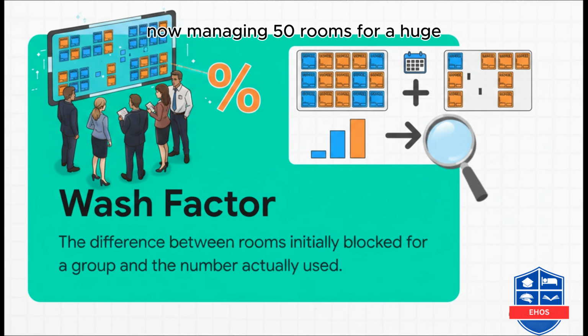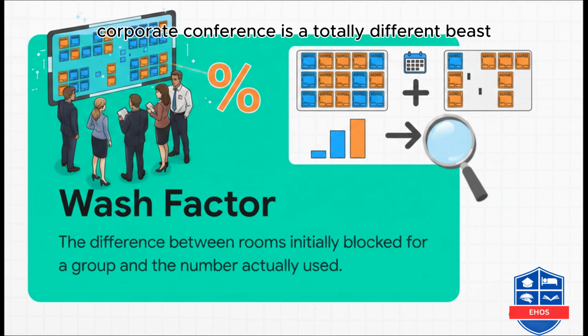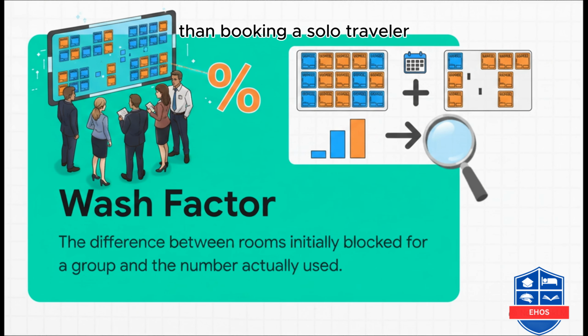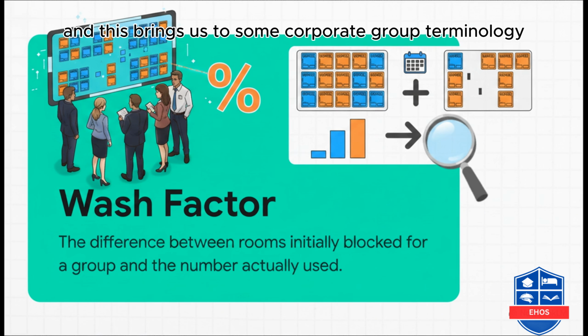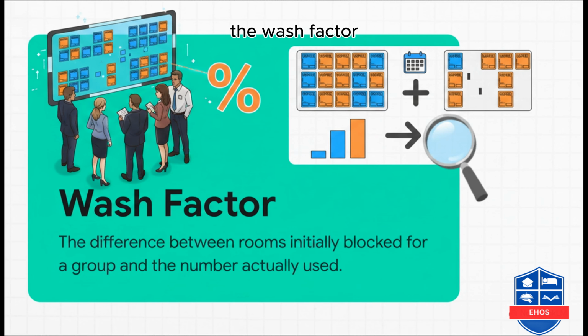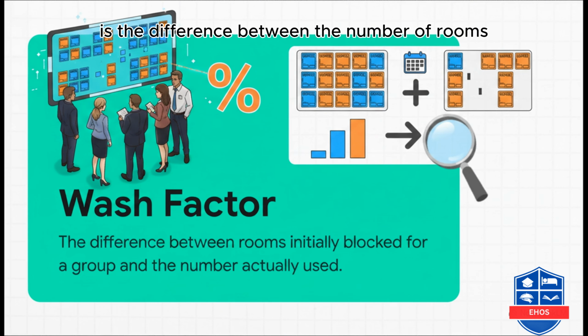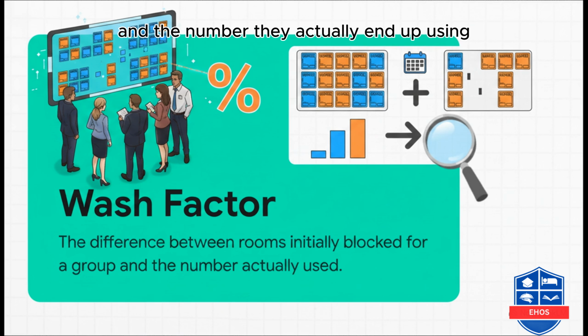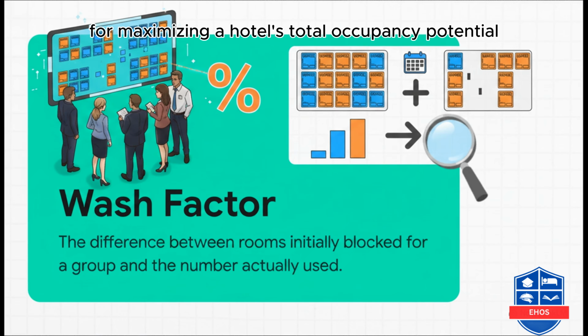Now, managing 50 rooms for a huge corporate conference is a totally different beast than booking a solo traveler. And this brings us to some corporate group terminology. The wash factor is the difference between the number of rooms initially blocked out for a group and the number they actually end up using. Keeping a very close eye on this wash factor is absolutely critical for maximizing a hotel's total occupancy potential.